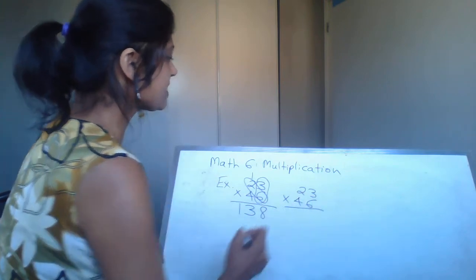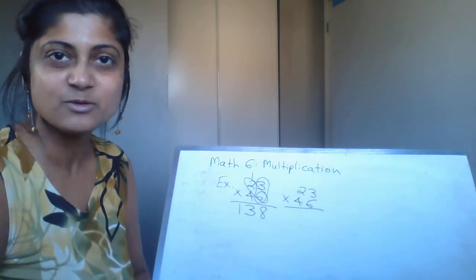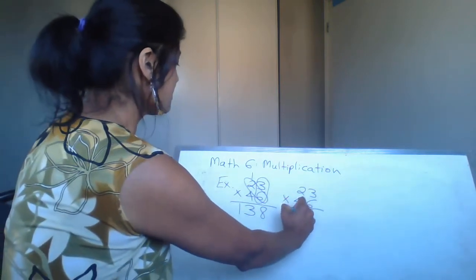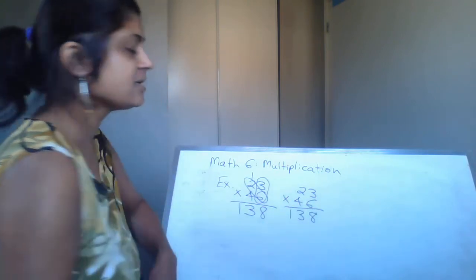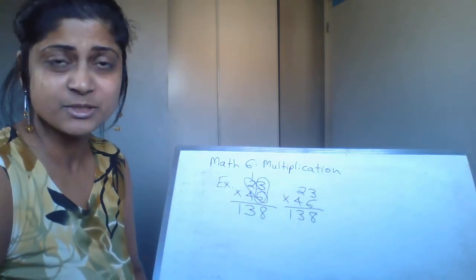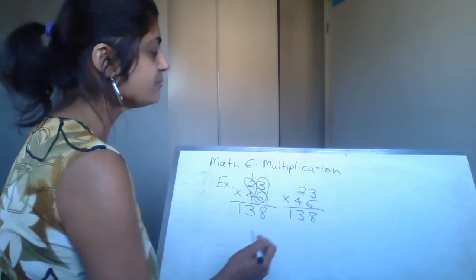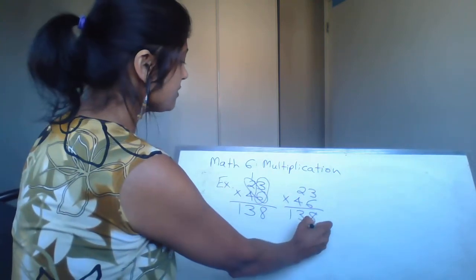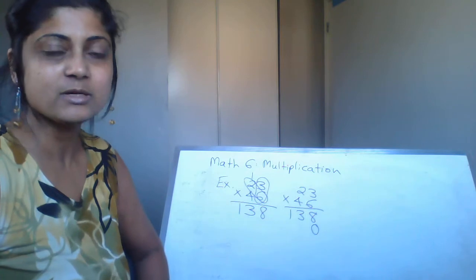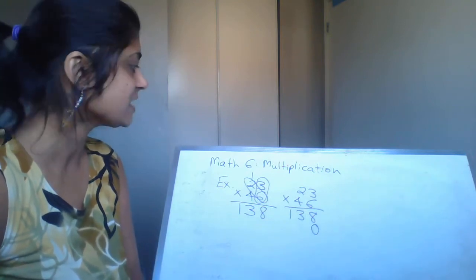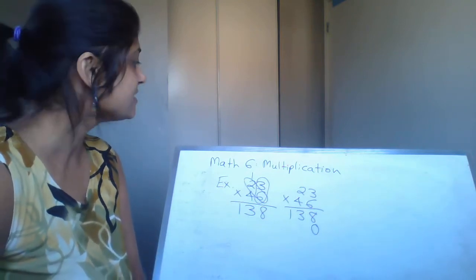Okay, and the reason is because I'm just circling what we are doing here. So we got 138, and we're done basically with the ones column here. Now you're going to start with the tens column, but before you do, you have to make sure you're putting a 0 right underneath the ones column, in this case underneath the 8.